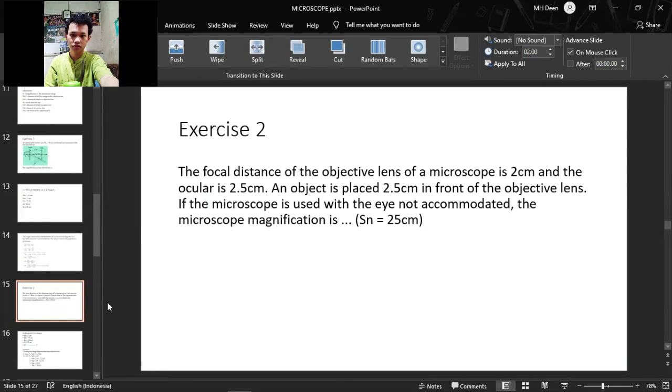Next. Exercise 2. The focal distance of the objective lens of a microscope is 2 cm and the ocular is 2.5 cm. An object is placed 2.5 cm in front of the objective lens. If the microscope is used with the eye not accommodated, the microscope magnification is, S_N is 25 cm. Next.